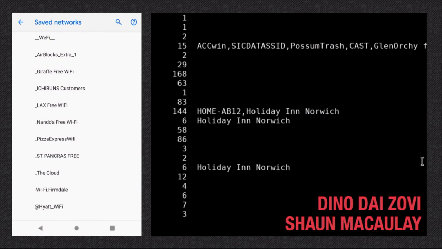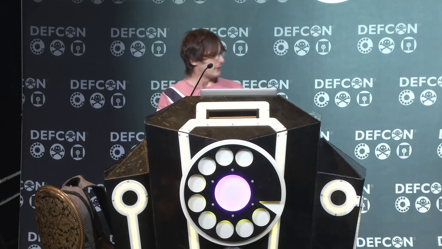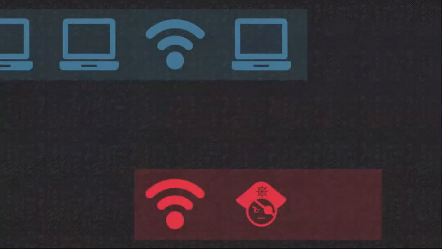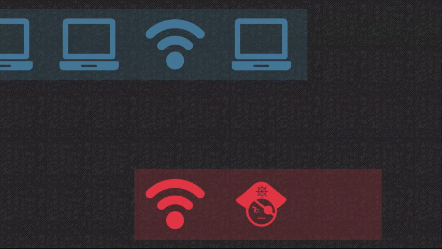It's worth noting that it only works on open networks, since encrypted ones require the pre-shared key to be known by both sides. So I'll do a quick run-through. This is what the Karma attack lets us do. It lets us pull someone off their secure network and temporarily bring them to our dangerous network.